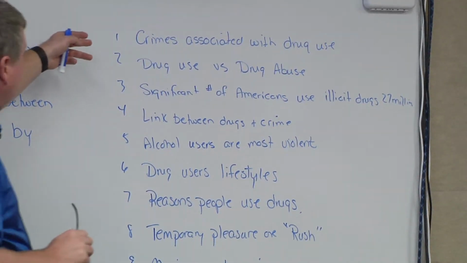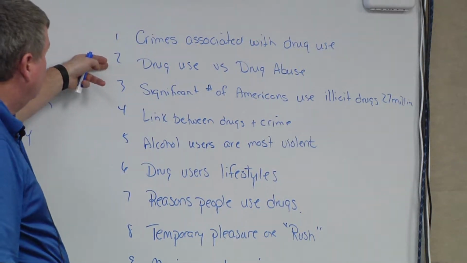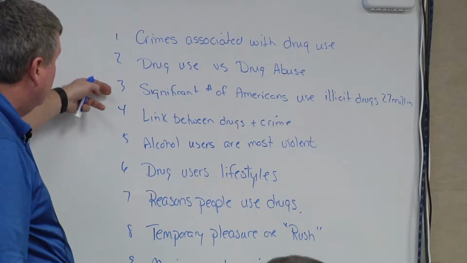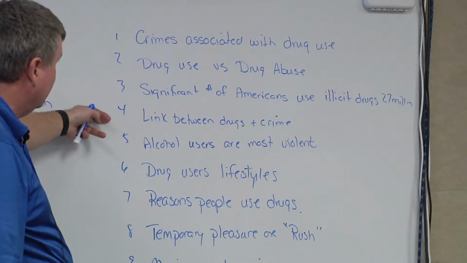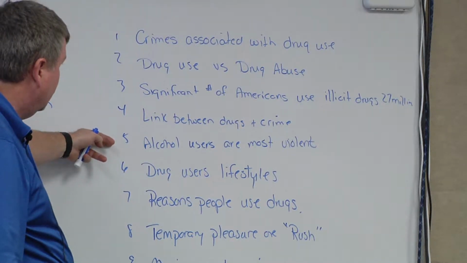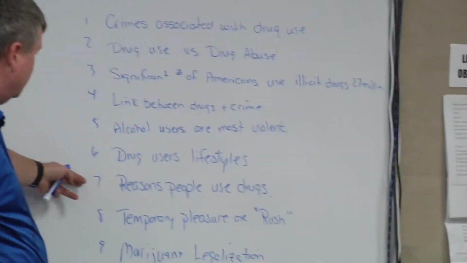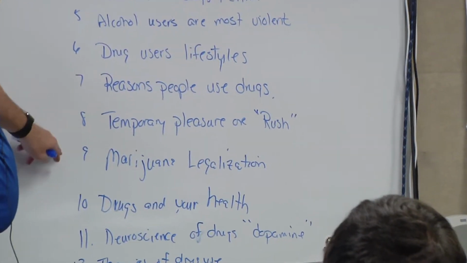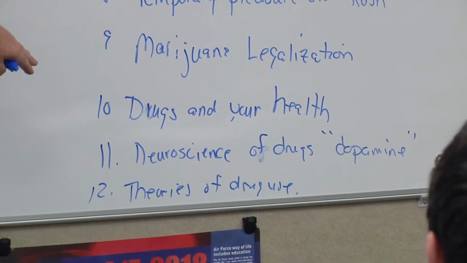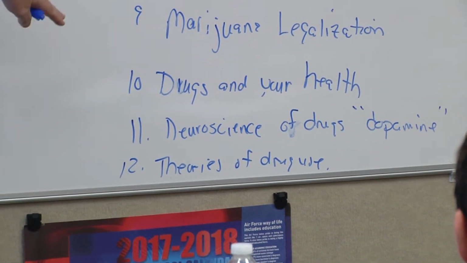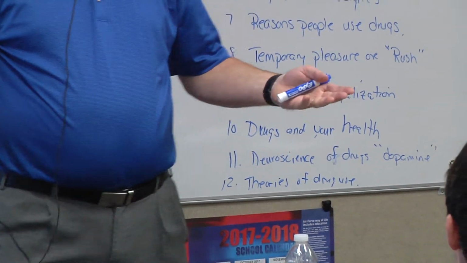There are some people that thought, okay, there are crimes associated with drug use. We all know what they are. The drug use versus drug abuse. A significant number of Americans use illicit drugs, 27 million I think I got. There's a link between drugs and crime. Alcohol users are the most violent. Drug users' lifestyles, the reasons people use drugs. There's a temporary pleasure or a rush. Marijuana legalization, drugs and your health, neuroscience of the drugs and how they affect your brain, dopamine. And the theories of drug use. There are 12.